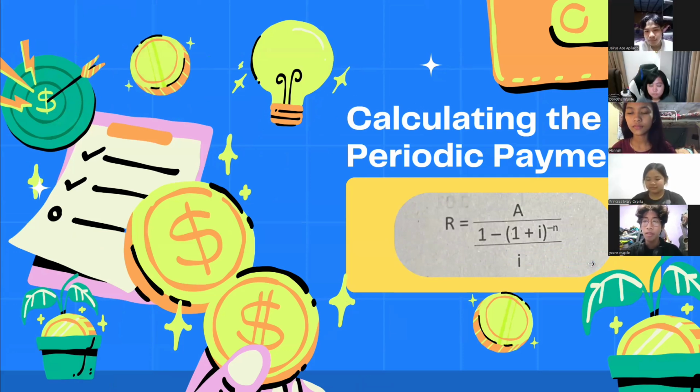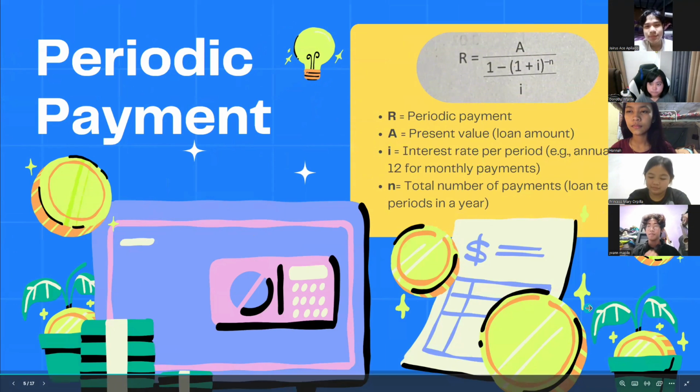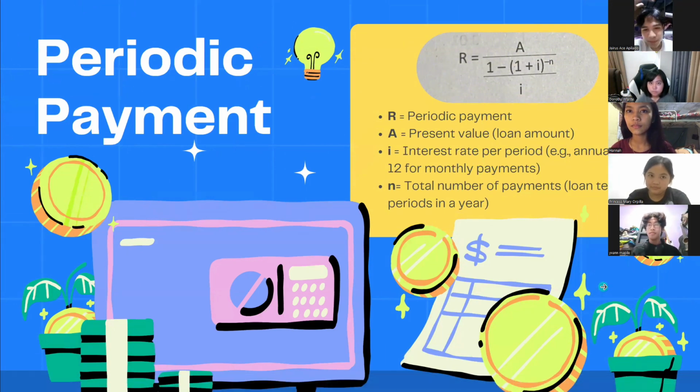Calculate the periodic payment by using this equation. R is equal to A over 1 minus the quantity of 1 plus i raised to negative n, over i. R is equal to the periodic payment. A is the present value or the loan amount. i is the interest rate per period, or the annual rate divided by 12 for monthly payments. And n is equal to the total number of payments.